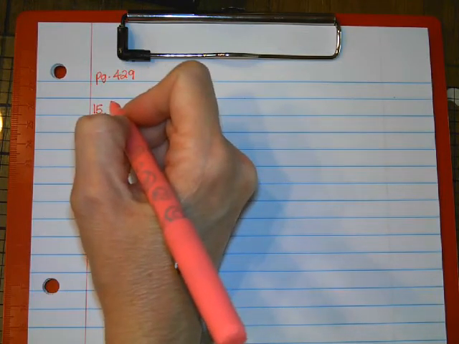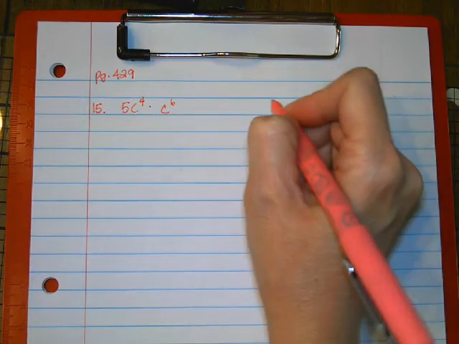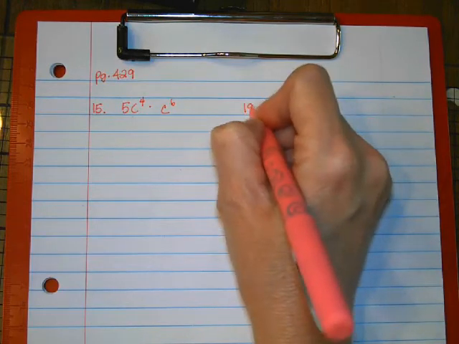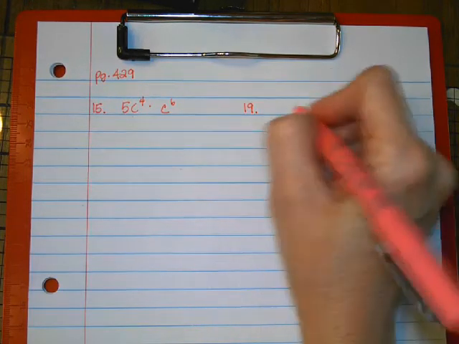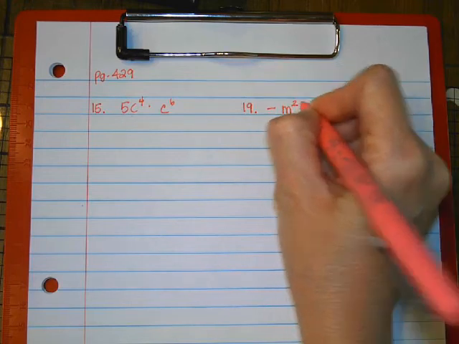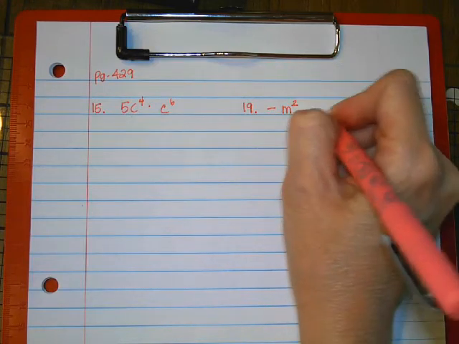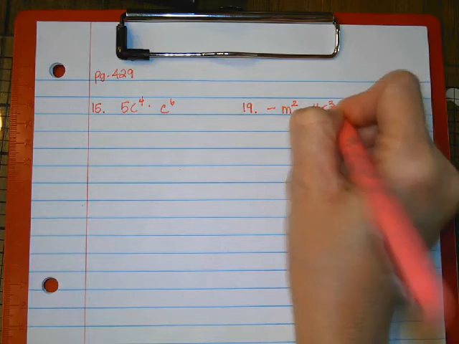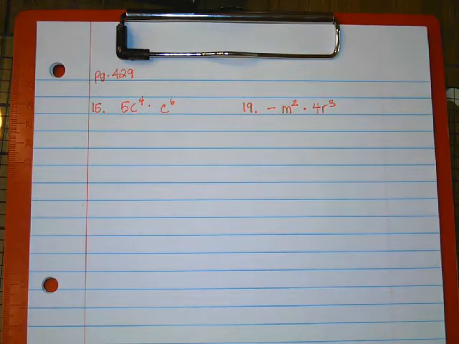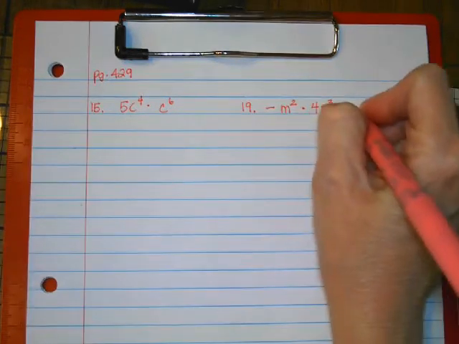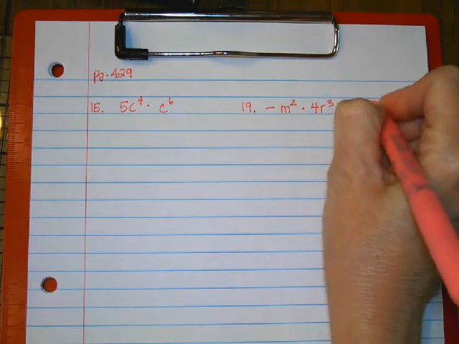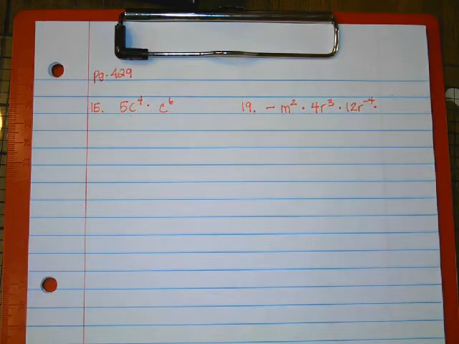So number 15 is 5c to the fourth times c to the sixth. And number 19 is negative m squared times 4r to the third. All right, then it's going to be multiplied times 12r to the negative fourth times 5m.